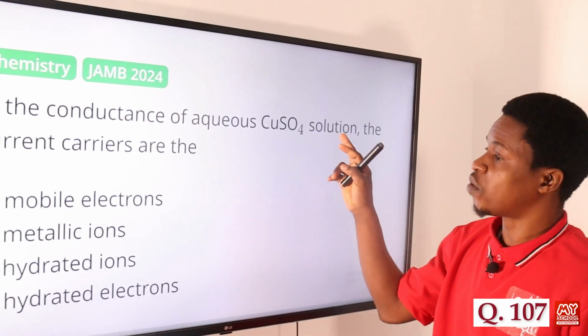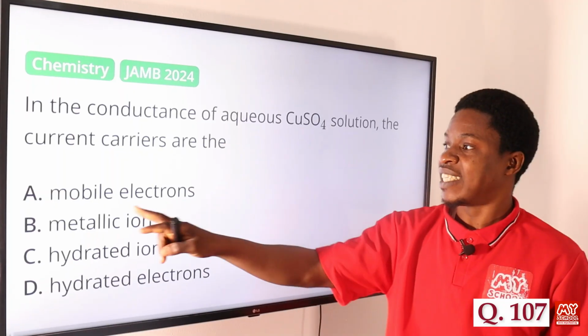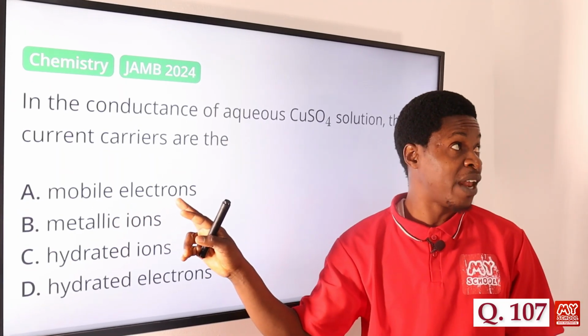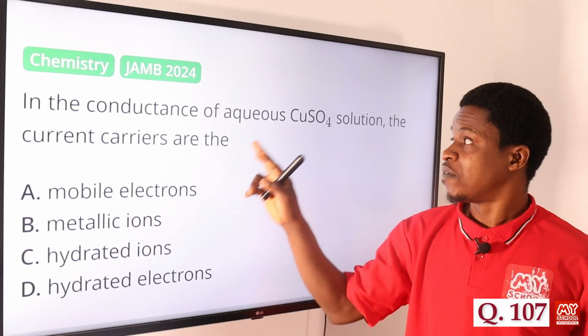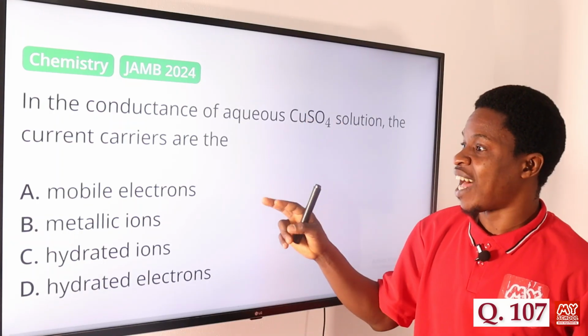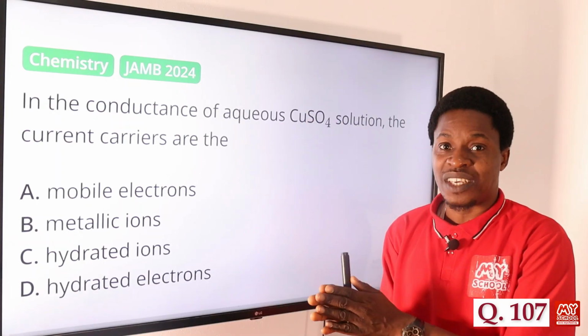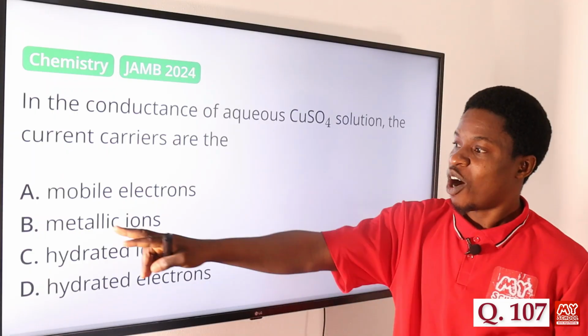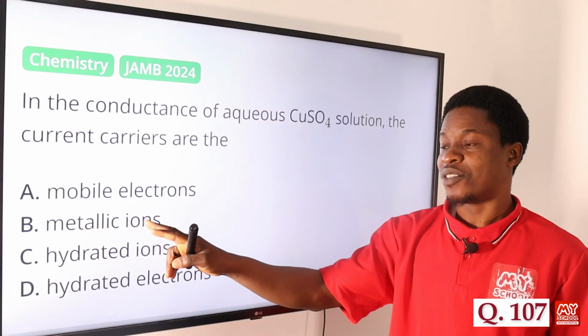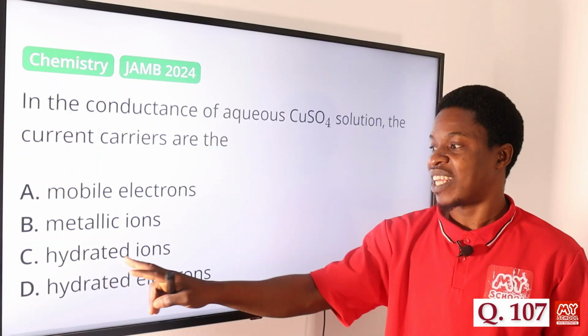So the question says, in the conductance of aqueous copper sulfate solution, the current carriers are the mobile electrons. No, we are not talking about mobile electrons in this case, because once this dissociates in water, we have metallic ions that are released. Option B says metallic ions, yes. Option C says hydrated ions.